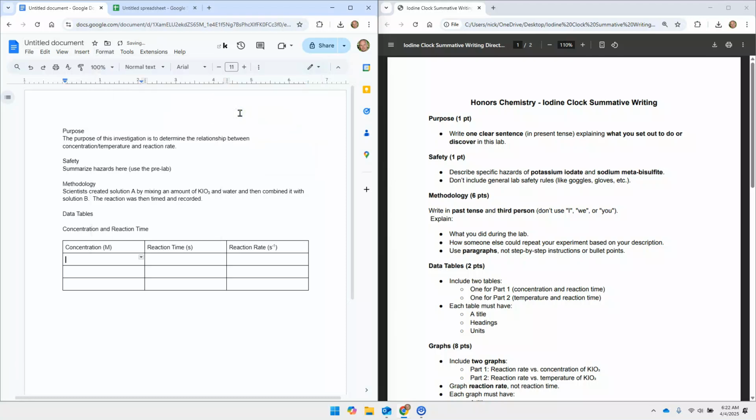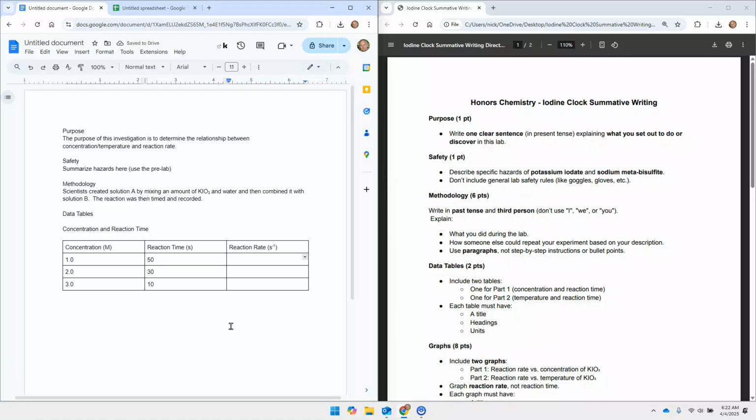Okay, so I'm going to put in my various concentrations. This should be straight off of the pre-lab, so I'm just going to type in some random numbers here. So I'm going to say, I don't know, 1.0, 2.0, 3.0. Obviously, don't use my numbers because I'm just making these up. And then for my reaction time, I'm just going to make up some numbers here. So I'll say 50 seconds, and then, I don't know, 30 seconds, and then how about 10 seconds?